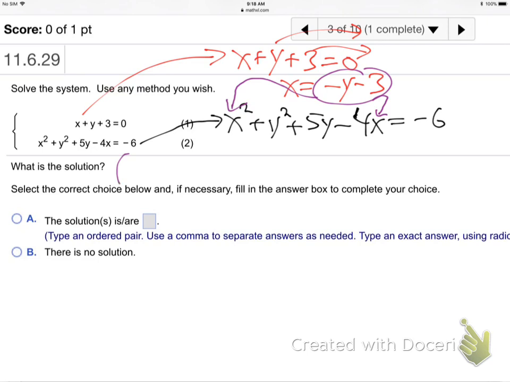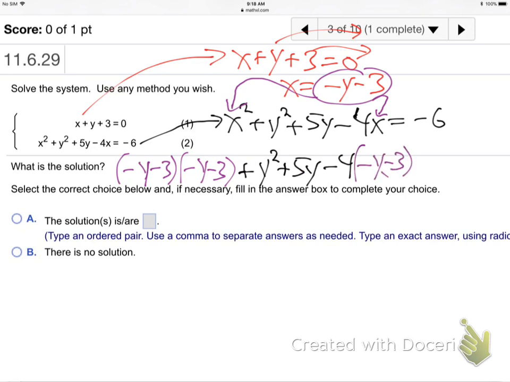So minus y minus 3 squared is going to be 2 of them, plus y squared plus 5y minus 4 times x, and x is minus y minus 3, equals minus 6. All right, we good to there? So just plug it in. The squared means 2 of them, and then we just gotta FOIL all that out and everything. Just a lot of algebra here.